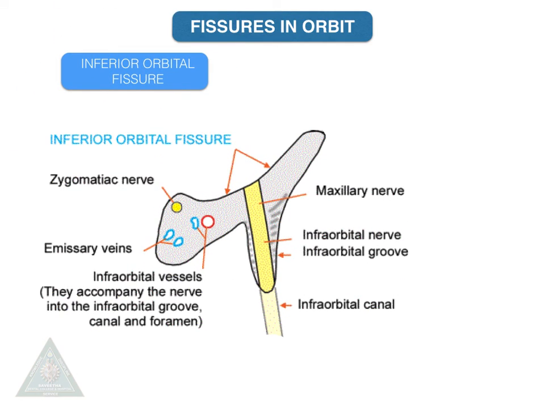Moving on to the inferior orbital fissure, it transmits the maxillary nerve, the zygomatic nerve, the infraorbital vessels, and an emissary vein connecting the inferior ophthalmic veins to the pterygoid plexus.